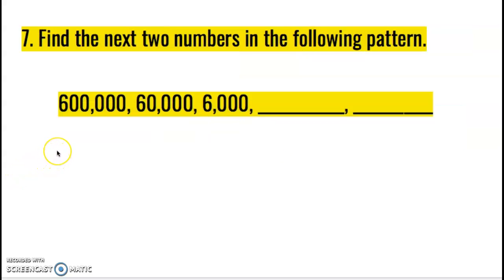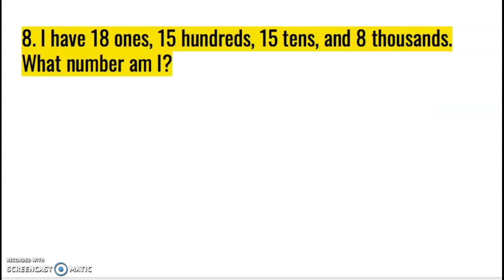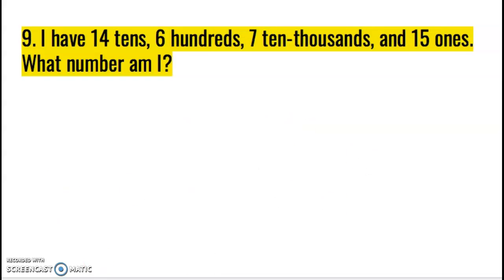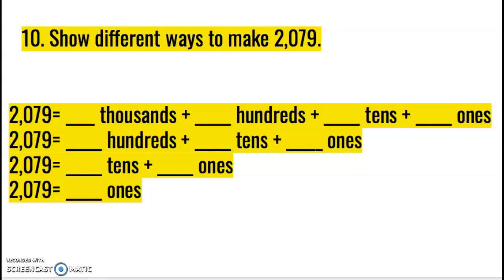All right, find the next 2 numbers in the pattern. They're going to write them in the blanks here instead of just in the empty space. They're going to finish out this pattern. Number 8 is a what number am I question. So they are going to read the statement and talk through it, figure out what the answer is, and write the number here in this space. And number 9 is the same. What number am I?